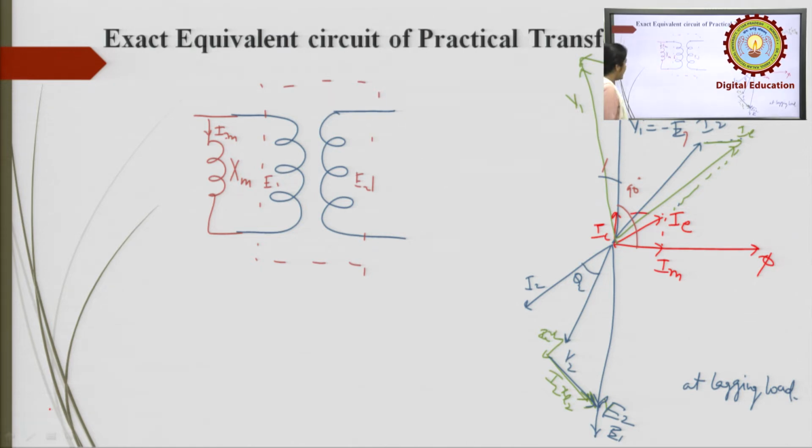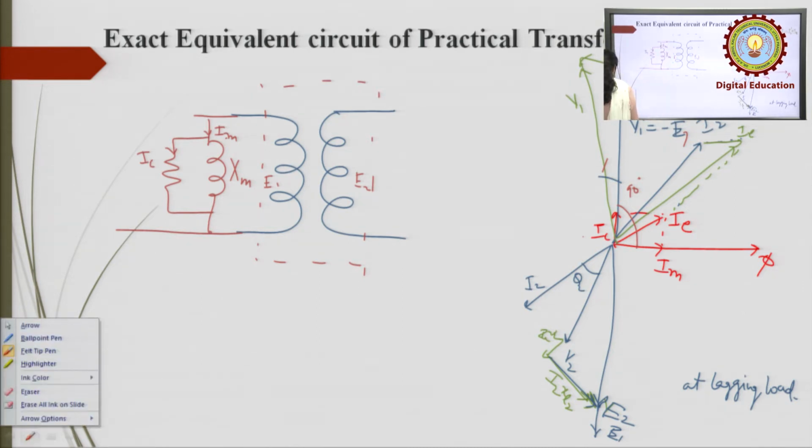Okay. Now, this IC is the core loss component, and it is in the same phase with V1. That means this represents a resistance, because the current and voltage are in the same phase, and it is always parallel with the ideal transformer. It is also parallel with XM, because the voltage across this element and XM is the same. So, you can also draw a resistance in parallel, which carries the current IC.